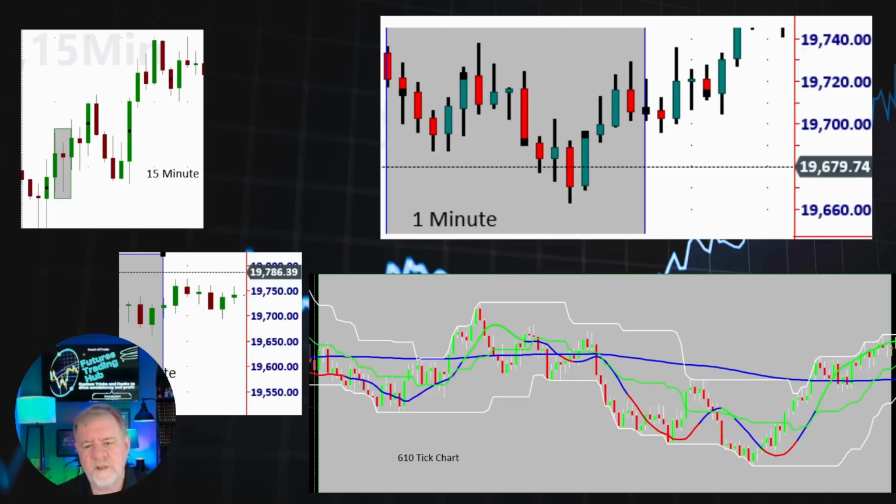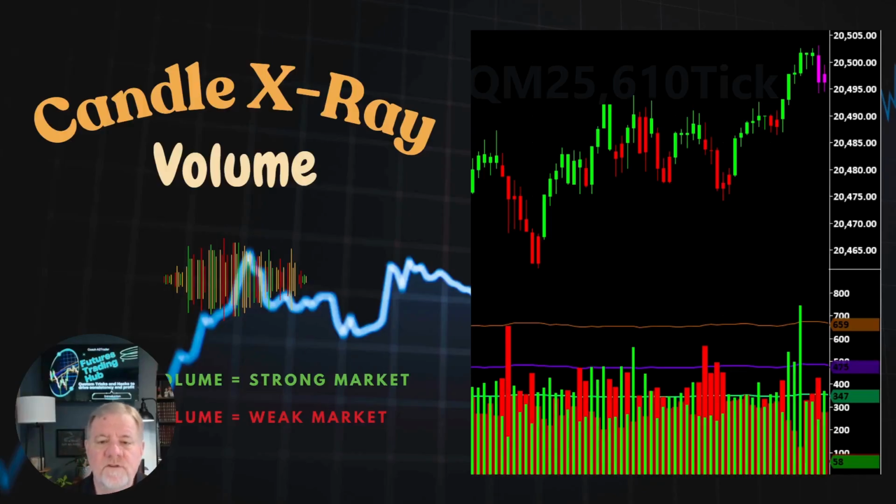How do we know if something's strong or weak? A candle's strong or weak. We're basing it on the amount of movement it makes. The size of the candle is what we're basing that on, whether it's strong or not. And that's not a very good measure of the strength of a candle. So let me introduce you to the candle X-ray. It's basically built on volume.